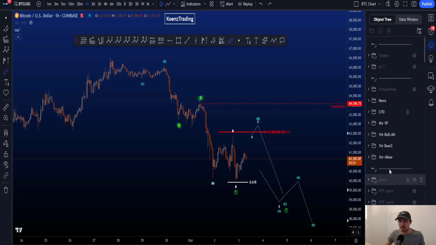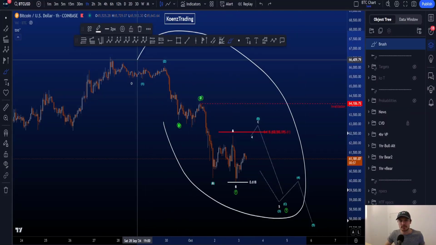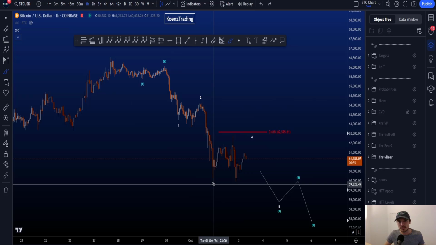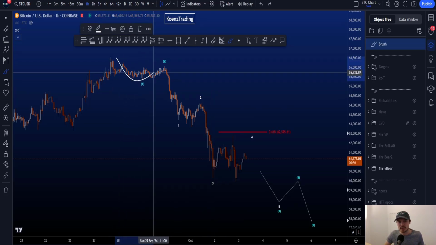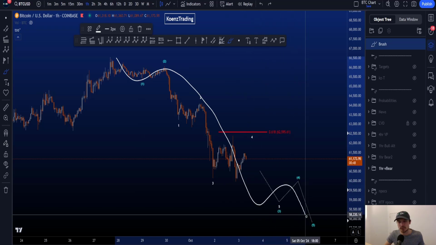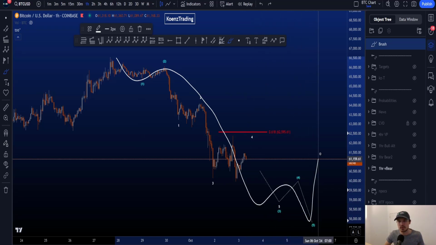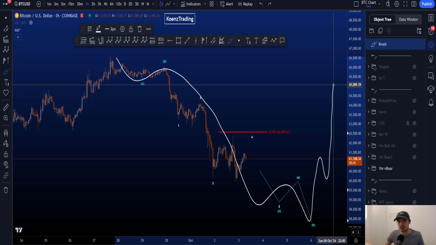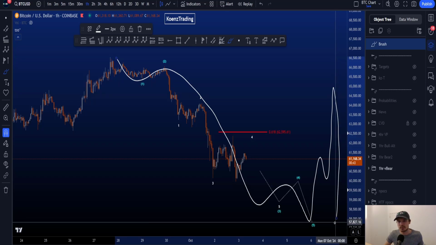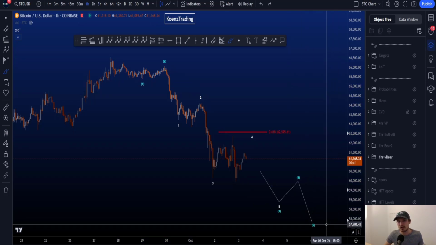Hi everyone, let's go over my bullish and bearish Elliott wave scenarios on Bitcoin, starting with the bearish scenario where we are looking for an impulse to the downside. A 5-wave structure, 1, 2, 3, 4, 5, after which we want to see a 3-wave corrective structure to the upside and another move to the downside to take out the low.